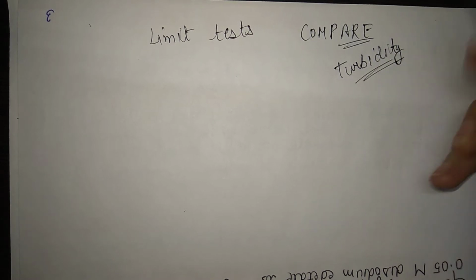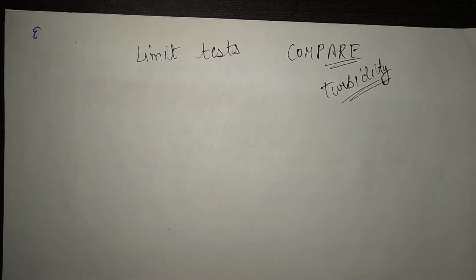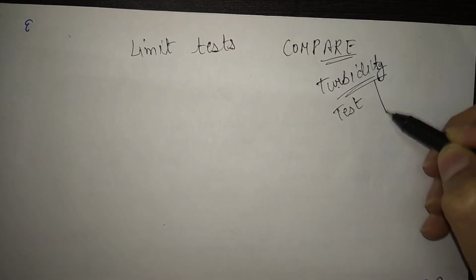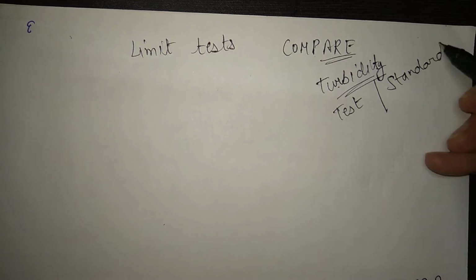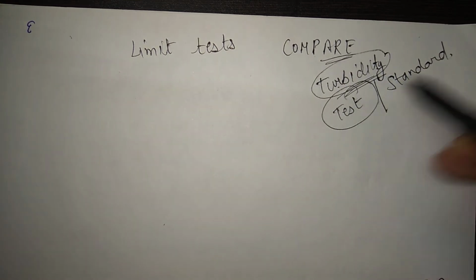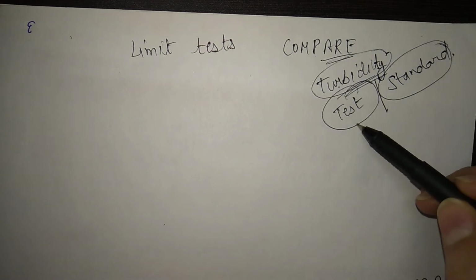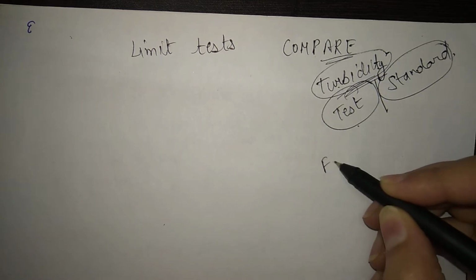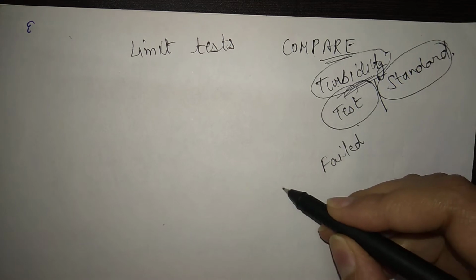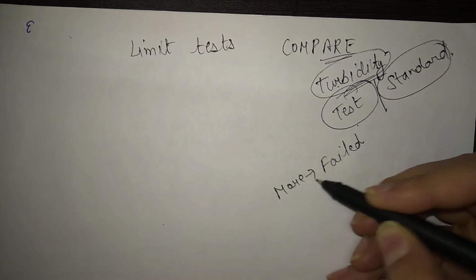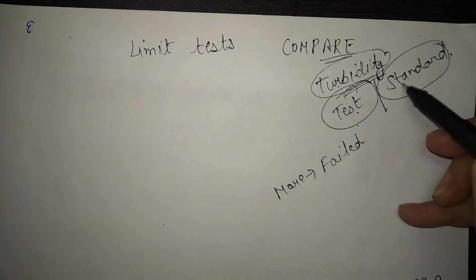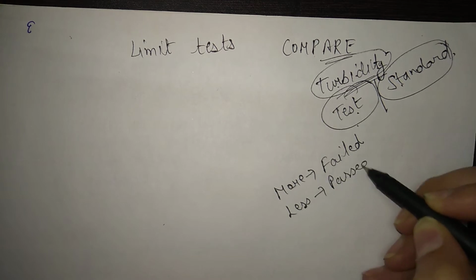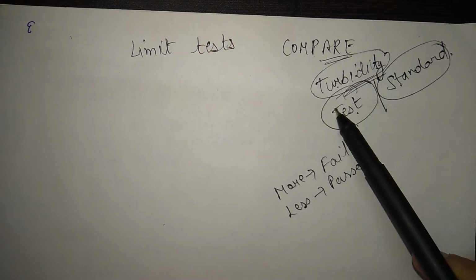Turbidity refers to when the solution turns a little bit milky. So we compare the turbidity of our test sample with our standard solution. We compare the turbidity produced by both of these solutions with the reagent, and if the turbidity produced by the test solution is more than the standard solution, we say that our limit test has failed. But if the turbidity produced by the test sample is less than that of the standard, we say that our limit test has passed. So we only compare the turbidity produced by the two solutions.